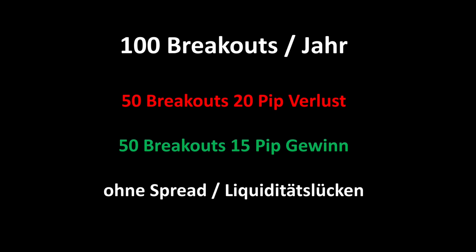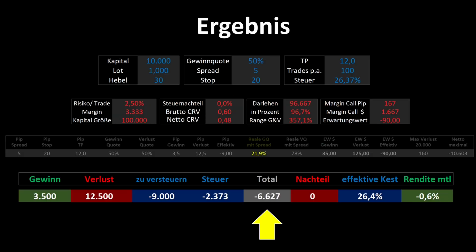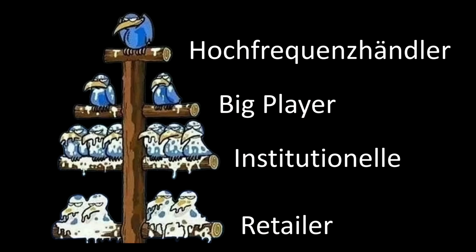And now let's do the math. We try to trade 100 breakouts, 50 breakouts bring a loss of 20 pips and 50 breakouts bring a profit of 15 pips, of course without spread and liquidity gaps. That is a clear loss-making business. If we now include the spread, we would incur a loss of over $6,000 with one lot. Now you also know why the big players generally avoid this situation.